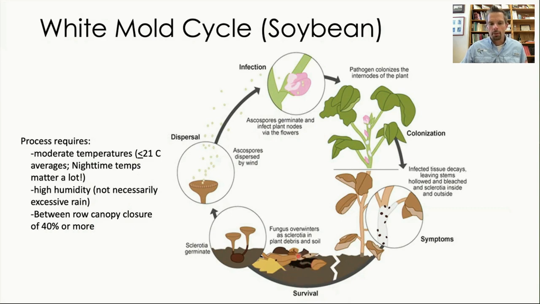So we start here with these survival structures. We call these sclerotia. These are those hardened, melanized little structures that resemble rat droppings, and they're usually found in the upper 2-inch soil profile.